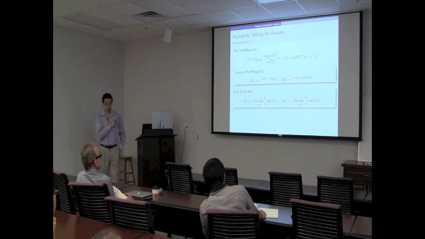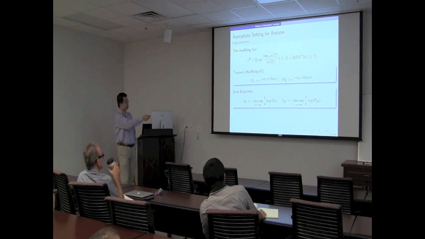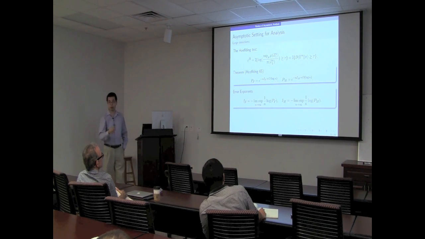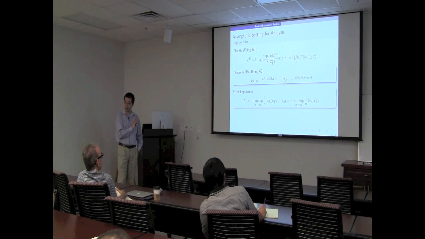And you can turn this around and define the error exponent, which basically looks at the log of the probability of false alarm, normalizes by n, and takes the limit. So this is basically the error exponent. What the error exponent tells you is the leading behavior, the first term, in how fast the error decays with the number of samples. Okay. Any questions on error exponent?